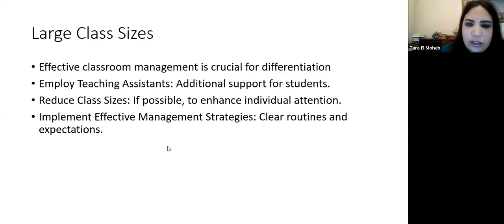Employ teaching assistants. Teaching assistants give you a helping hand in the material. Reduce class sizes if possible to enhance individual attention. Instead of putting large groups of people together, you can reduce the class size. We implement effective management strategies, clear routines and expectations. You can give them an outline of what the material is going to be about.